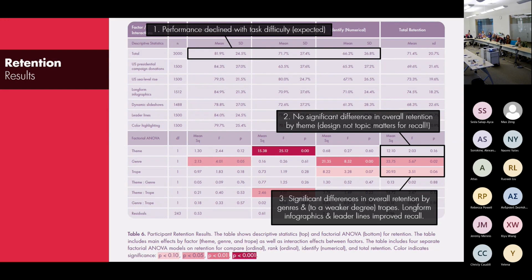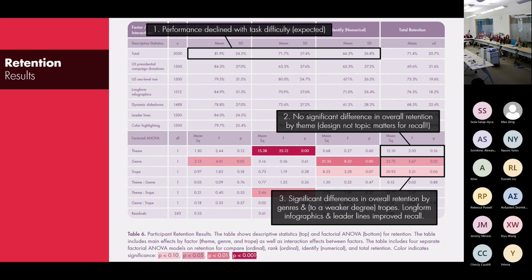A second positive about the three-act narrative is that the theme itself actually didn't have a significant difference on retention. And so it was instead the design of the visual stories that had the significant differences on retention. And so for genre, participants performed better when they were presented the same content in long-form infographics, using the self-paced browser scroll. And to a weaker degree for tropes, it was leader lines that resulted in better recall over the color highlighting.